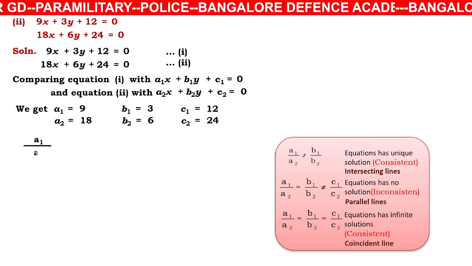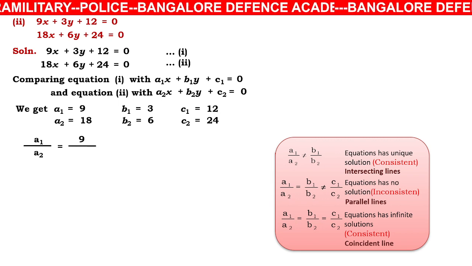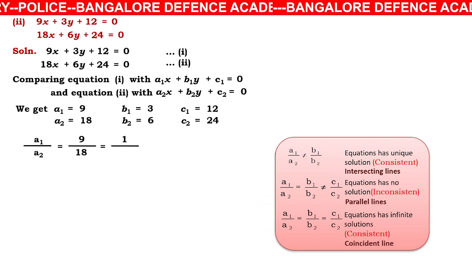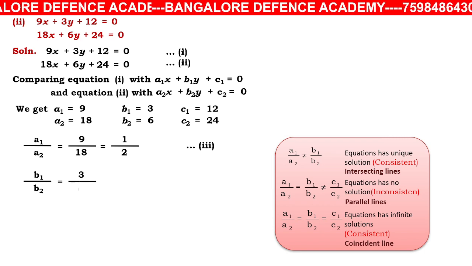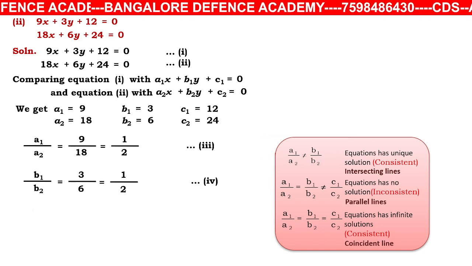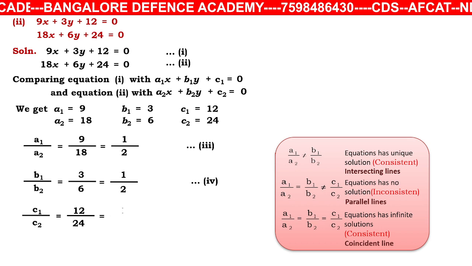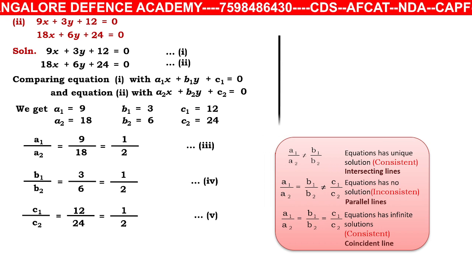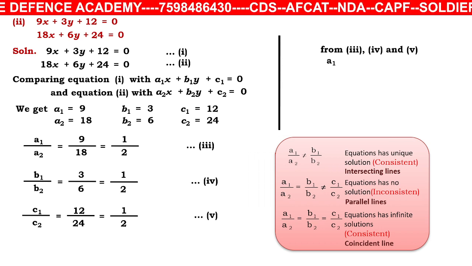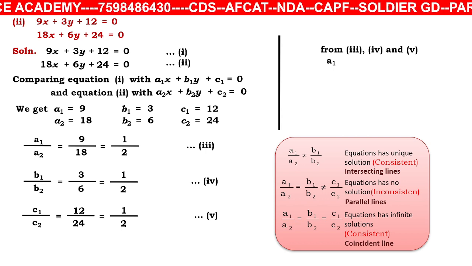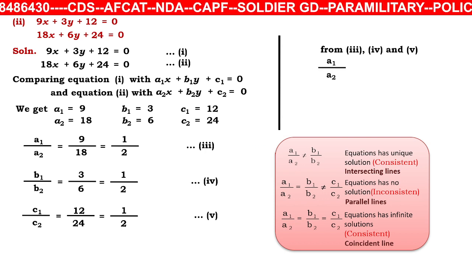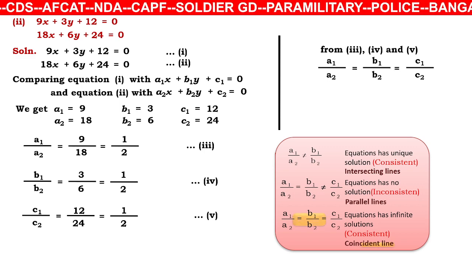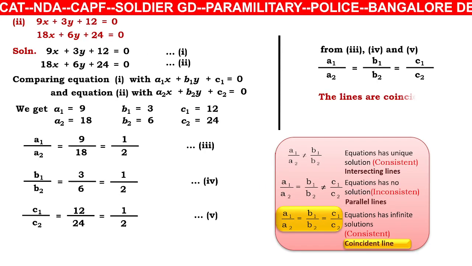Now a1 by a2 is equal to 9 by 18, that is 1 by 2. b1 by b2 is 3 by 6, that is equal to 1 by 2. And c1 by c2 is equal to 12 by 24, that is equal to 1 by 2. So what does it mean from here? All these three ratios are equal. That means the third condition is satisfied, it is a coincident line. Okay, that means it is an overlapping line because all three ratios are equal. So the lines are coincident. Fine. So let us move ahead now.